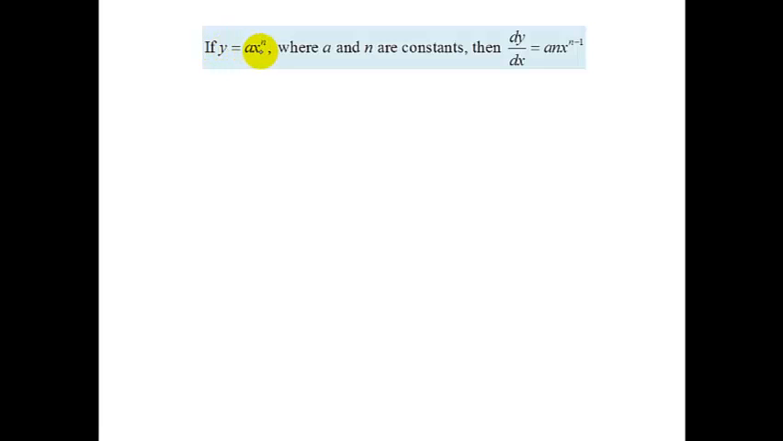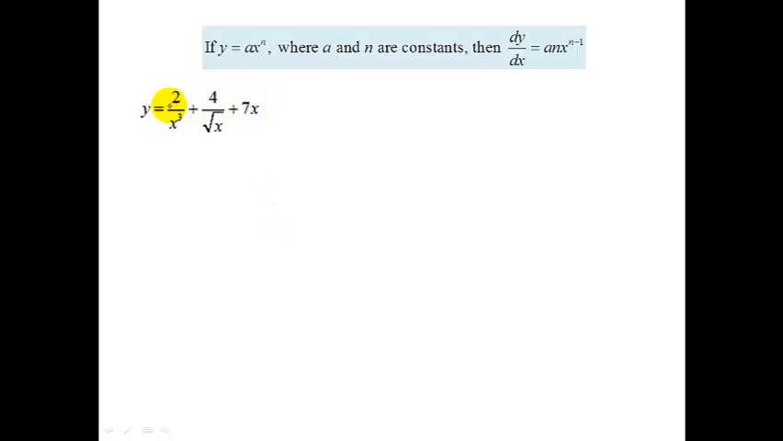If you're given y equals a times x to the power of n, where a and n are both constants, then when you differentiate to get dy/dx, it will be a times n, where n was the original power of x, times x to the power of n minus 1. Notice that the original power n has been brought down, and the new power is now the original power n less 1. Let's try a few examples using the first formula that we just learned.